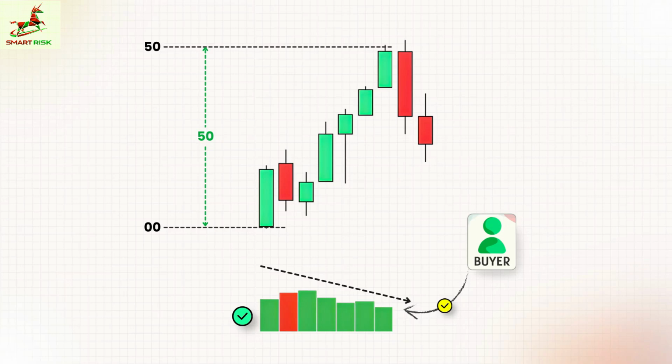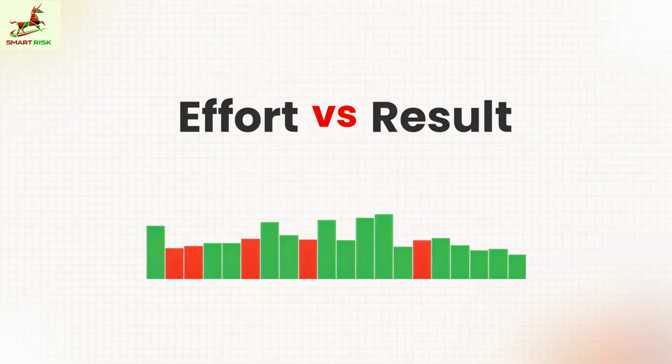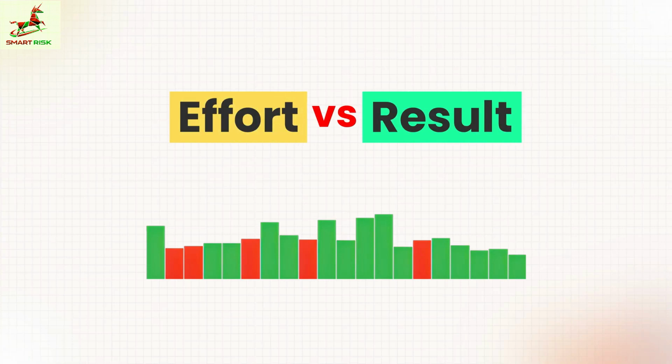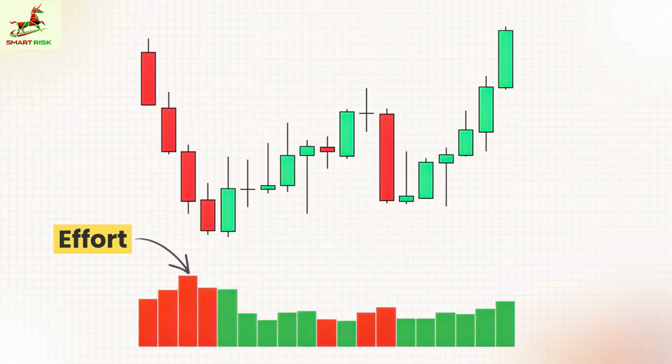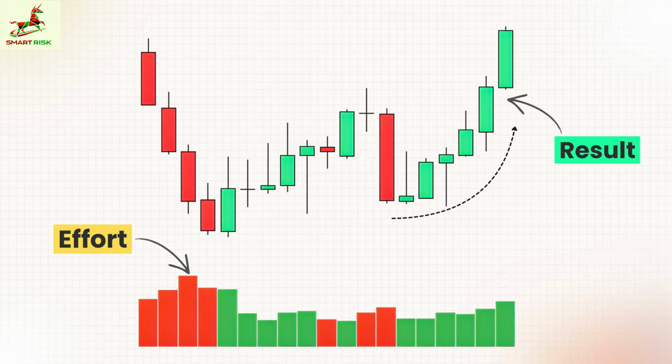Now let's get into the most important part. If you understand this one concept, reading volume on a chart will become crystal clear for you. This concept is called effort versus result, and I bet nobody has ever taught you this before. In the market, effort means volume. How much money is being put into a particular level? And the result means the candle. How far did price actually move from one point to another at that level? When you look at both of these together on the chart, that's when you start seeing the real picture of what the market is actually doing.